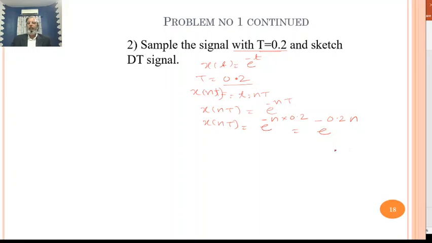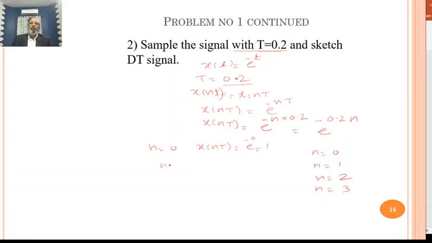Now for different n, we will find the magnitude: n equals 0, n equals 1, n equals 2, n equals 3, like this. Now for n equals 0 first, what is the magnitude x of nT? That equals e raised to minus 0, which is 1.